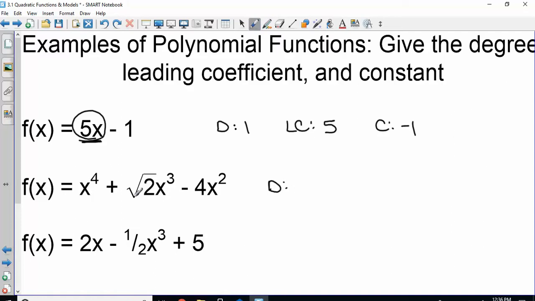The next one. On a polynomial, the powers have to be nice, 0, 1, 2, 3, 4, but your coefficients can be anything. So it's okay that I have a radical here because my variable isn't under the radical. My degree, the highest power of x I see is 4. So the leading coefficient, the coefficient on that term is just a 1. And the constant, there we don't have one, so that would be a 0. There isn't a term without a variable here.